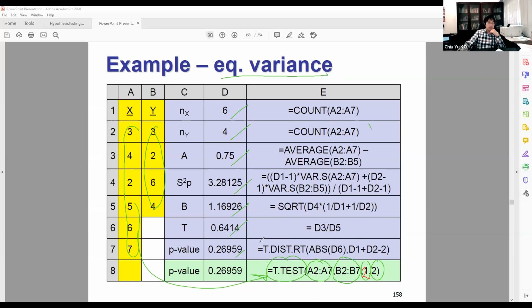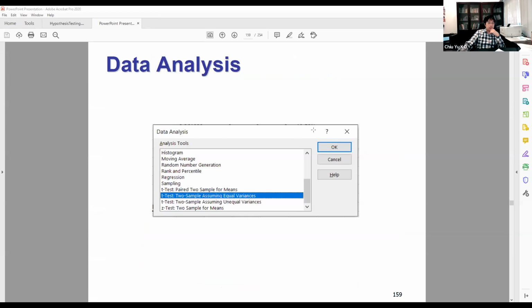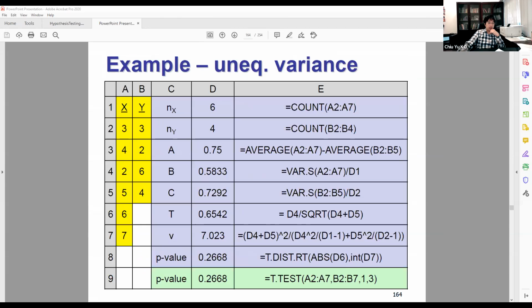The same goes for the unequal variance. Okay, for unequal, we get the same answer. You have the same x and y. You can do all the calculation, right? And the most difficult part is to calculate the v, right? I think this is the thing you would want to avoid, this formula, right? Then use the t-test, use the third type.